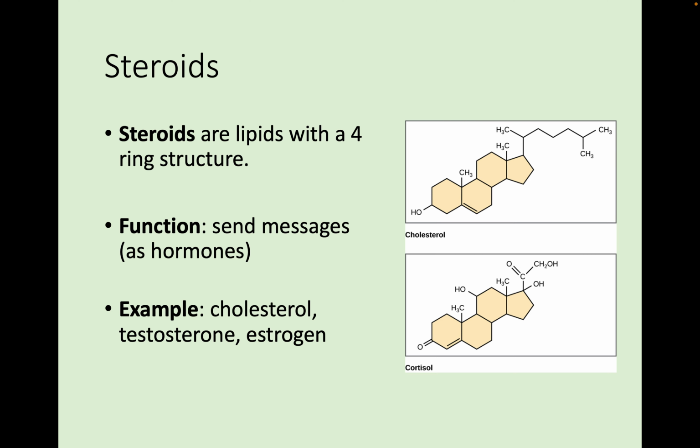Steroids are lipids with 4 rings. Now these things, I know they're not circles, but in chemistry they're called rings. See, there's 4 of them put together with some extra stuff stuck on. The function of a steroid is to send messages. So examples will be cholesterol, cortisol, but also the sexual steroids, testosterone, estrogen, all of those. This does include the kind like illegal steroids that athletes would take.